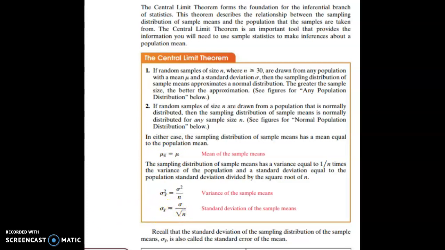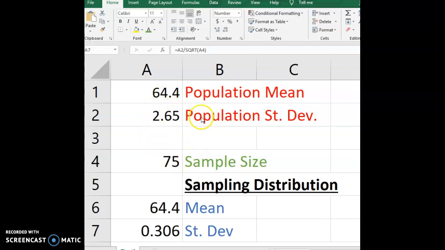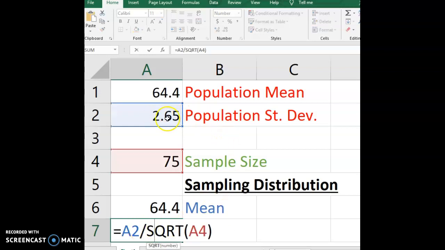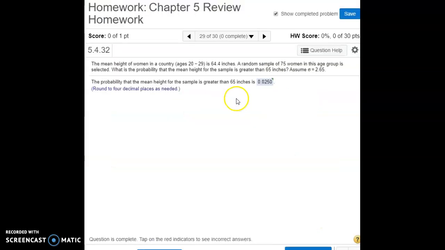And we know the sample mean will match the population mean, and we have this formula for the sampling distribution's standard deviation. So here's the information from our problem. And for our sampling distribution, we know the mean of that distribution will match the population mean, and the standard deviation will be the population standard deviation divided by the square root of our sample size. So now we can answer the question, what is the probability that the mean of a sample we gather, a sample of size 75, is going to be greater than 65 inches?